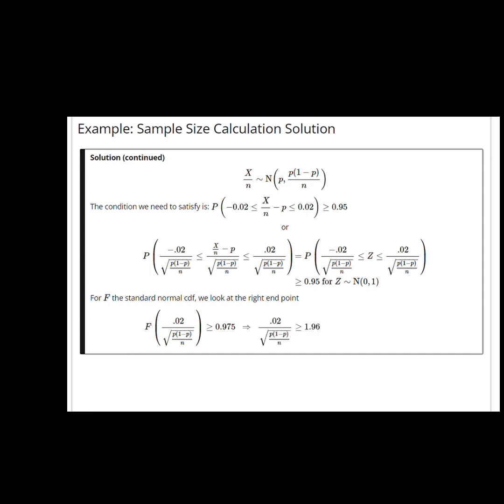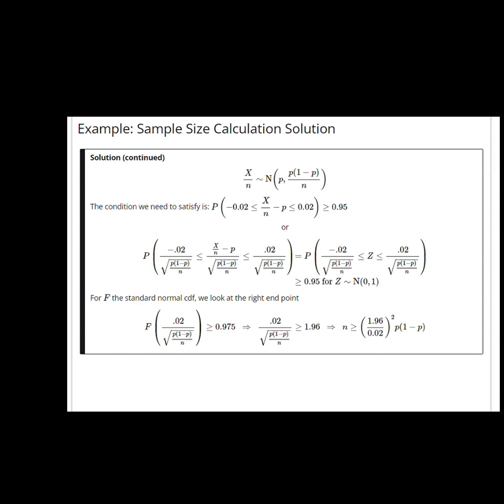So 0.02 over the square root of p times 1 minus p over n is greater than or equal to 1.96. Now we have an inequality that you can easily solve for n. N is 1.96 over 0.02, squared, times p times 1 minus p. But we still have a problem. This is the value of n we should use to conduct an experiment whose purpose is to estimate p. We don't know p. The value of n is given in terms of p.